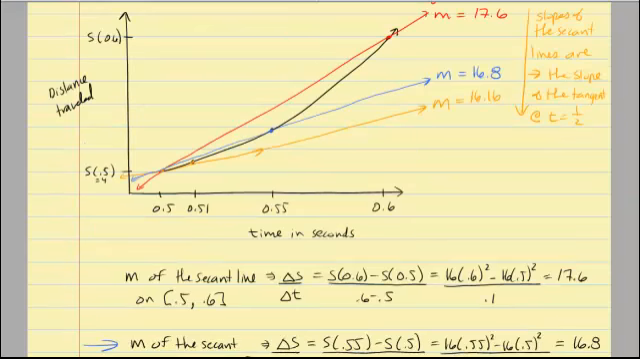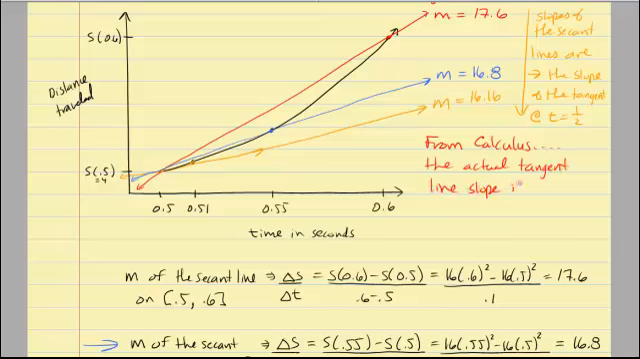That's pretty interesting. Now from calculus, and eventually we'll know how to do this, what just took us a long time, we'll be able to do in about 30 seconds in a few weeks. From calculus, the actual tangent line slope is 16. So we got pretty close using this method of finding the secant line, going after that idea of rate of change to come up with this. So this is pretty close.